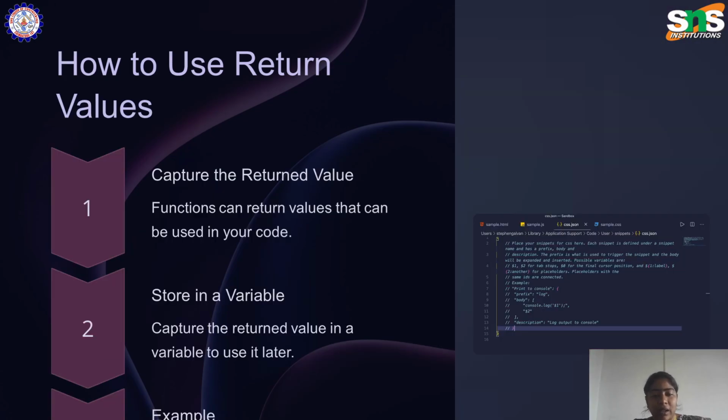Case study, area calculation. Let's create a function to calculate the area of a rectangle. The function takes two parameters, length and width, and returns the area. def of area within a bracket length comma width with colon, return length star width. Result is equal to area of 5 comma 3. Print the area is result. The output will be printed as the area is 50. In this example, the area function calculates the product of length and width and returns the result. The returned value is stored in the variable result and printed.